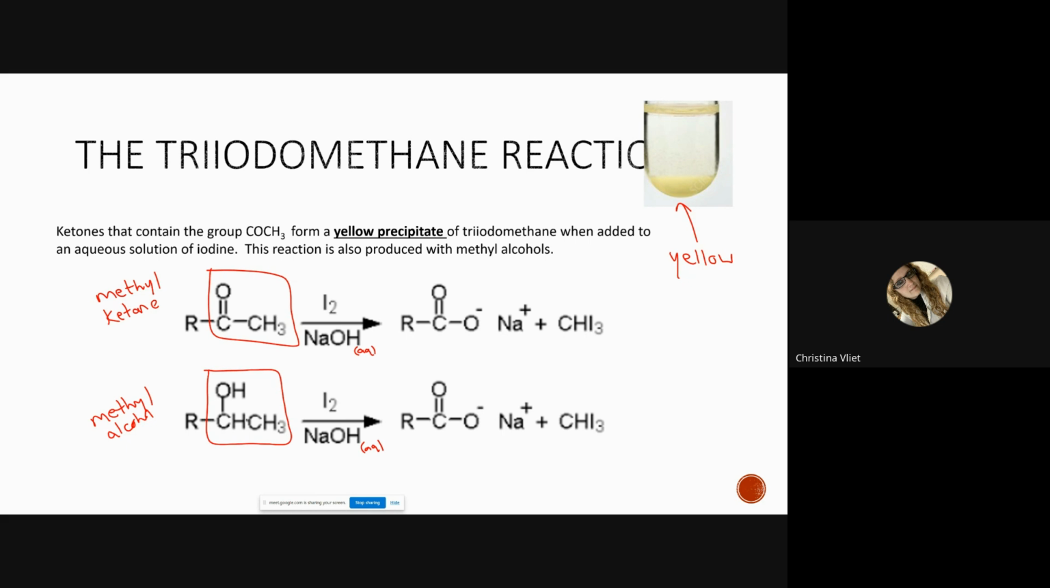What happens is the following. This carbon gets knocked off, and you get this product. The carbon goes with the iodine. There is no mechanism. I wish I knew the mechanism for this. I don't. You don't need to memorize the mechanism for it. But this is called triiodomethane. Does that make sense to you, like that name?